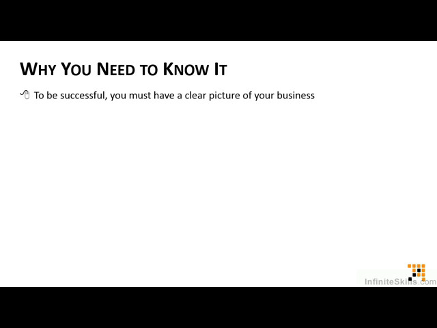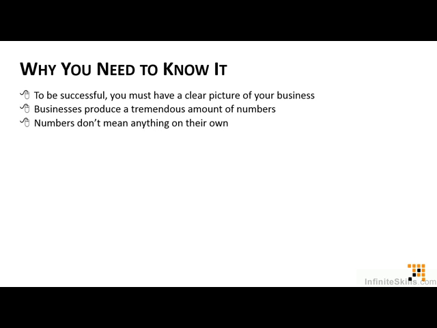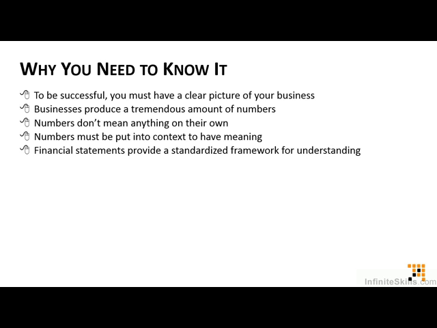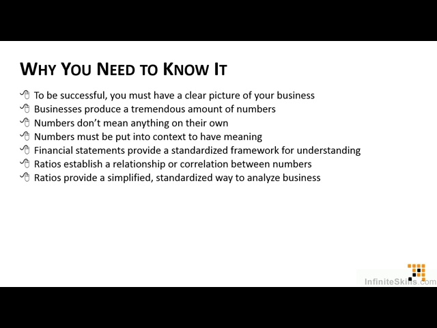To be successful, you must have a clear picture of your business. Businesses produce a tremendous amount of numbers, but numbers don't really mean anything on their own. Numbers must be put into context in order to have meaning, relevance, and to be part of decision-making. Financial statements provide a standardized framework for that understanding. They give clues into actual financial position, performance, and even changes that may be occurring within the company. Ratios establish a relationship or correlation between numbers. Ratios in business provide a simplified, standardized way to analyze that business.